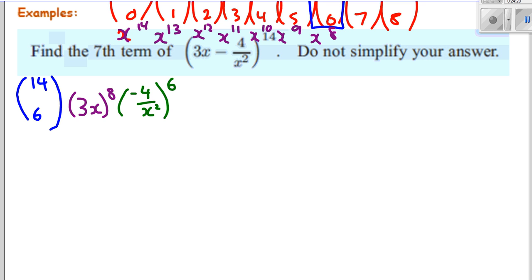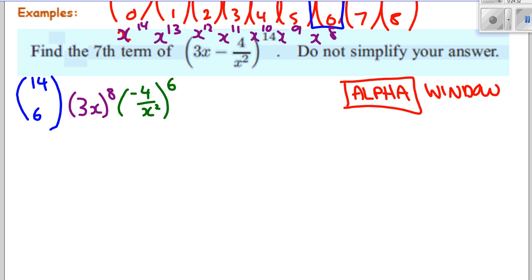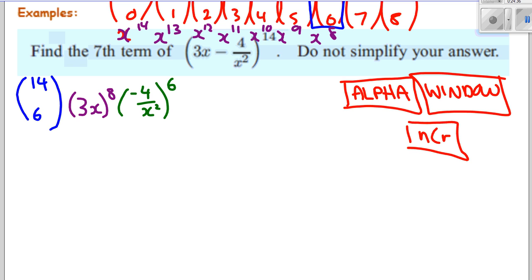Okay. So if you want to write your little instructions, remember it's alpha, or whichever way you do it. You might go math probability, alpha window, or some people call it F2, and you select NCR. So if you want to make a little reminder to yourself, that's how you do it. And that means, so on the side, what is 14C6?